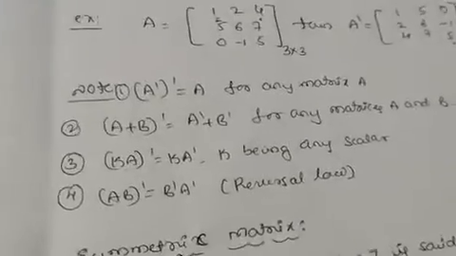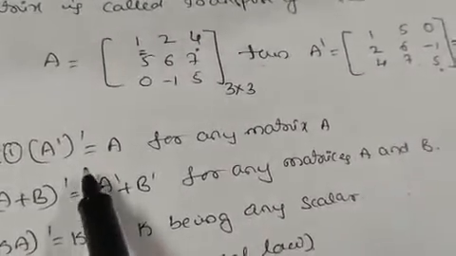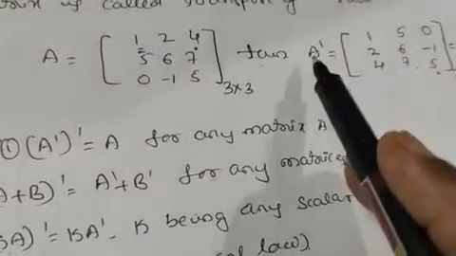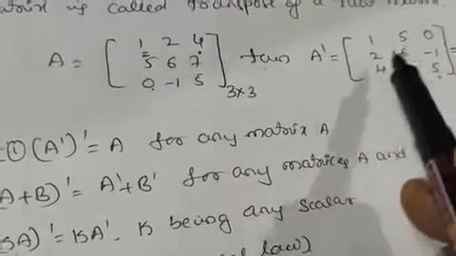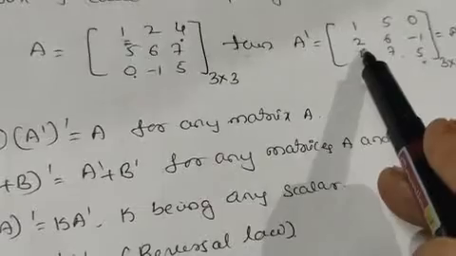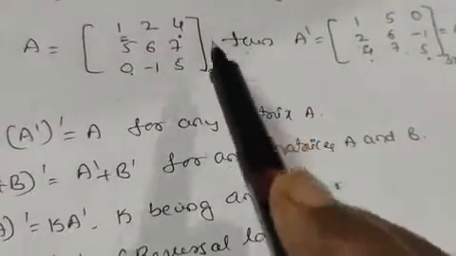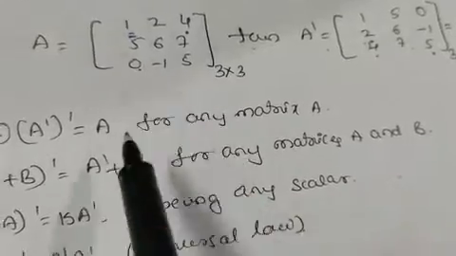And we know that the transpose of a transpose, that is A dash whole dash, is equal to A only. It is because if you transpose it once again, the first row becomes the first column, so you get the same thing: 1, 5, 0. And the second row is the second column: 2, 6, minus 1. Since rows become columns again, A dash whole dash is equal to A only.